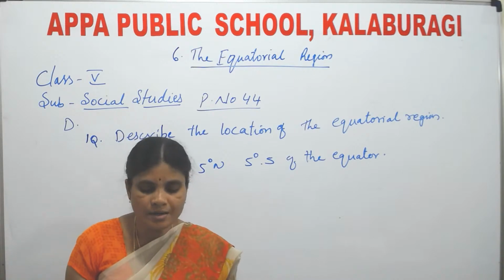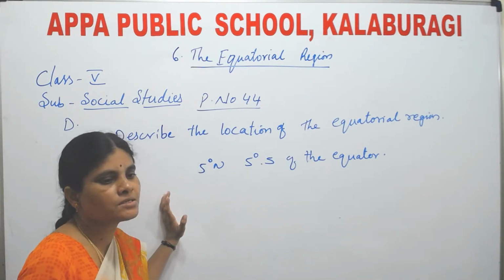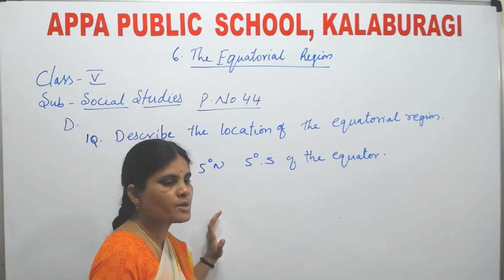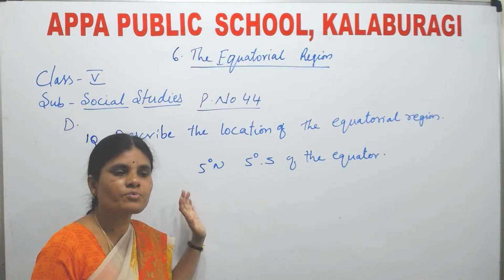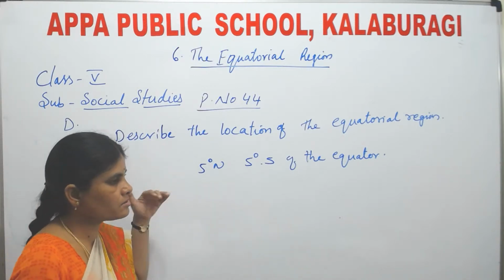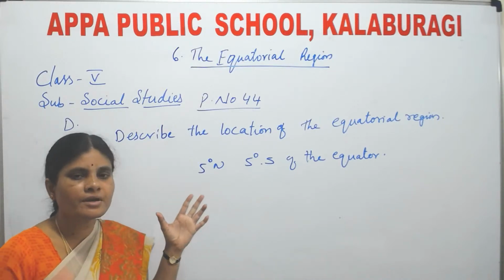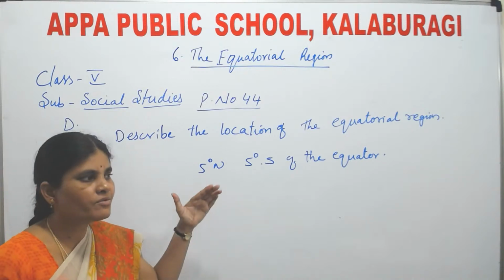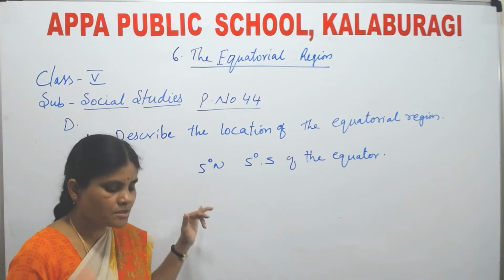It is located in the torrid zone. From where to where does the torrid zone extend? The torrid zone extends from Tropic of Cancer to Tropic of Capricorn. That means the area located between Tropic of Cancer and Tropic of Capricorn is called torrid zone. 23.5° north latitude is called Tropic of Cancer and 23.5° south latitude is called Tropic of Capricorn.